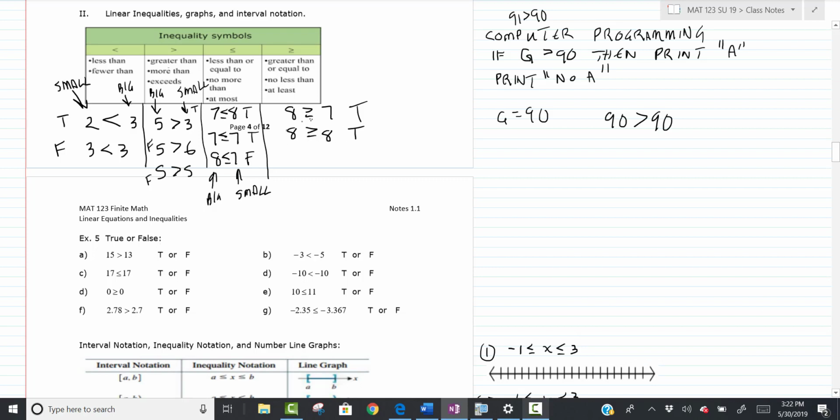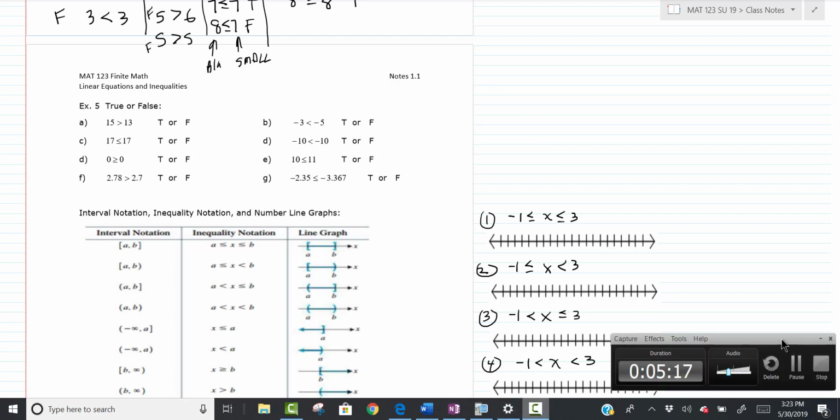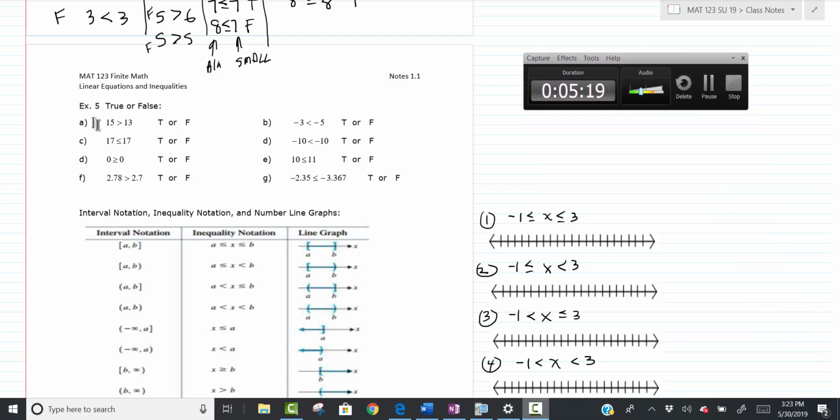All right, so that's how your symbols work. Now I'm going to go down to the next page and show you how this works. I'm going to have you work these out yourself. Just pause the video and see how many of these you know are true or false, and as soon as you're ready, resume and check your answers.